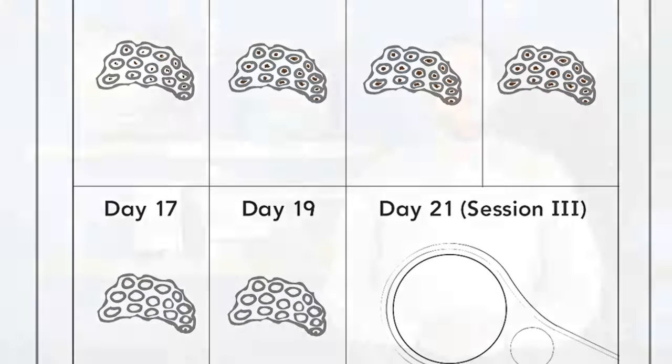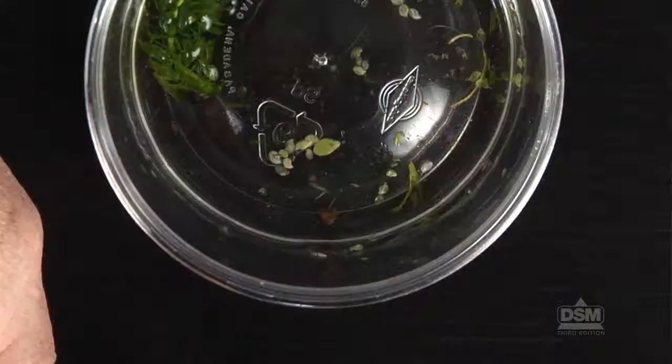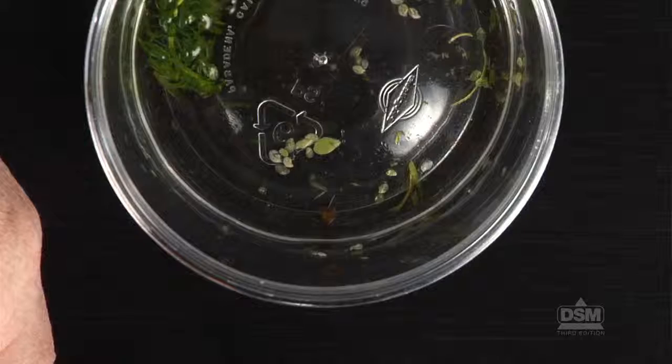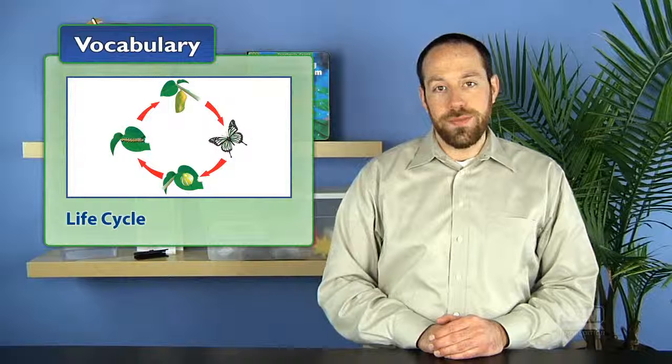Ask students, what do you think happened to the dark spot in the eggs? Have them observe the dish carefully. If necessary, point out the small snails in their dishes. Lead them to conclude that the dark spots were baby snails inside the eggs. Point out that many animals go through changes or different stages as they grow from birth to adult. These changes are called the life cycle.